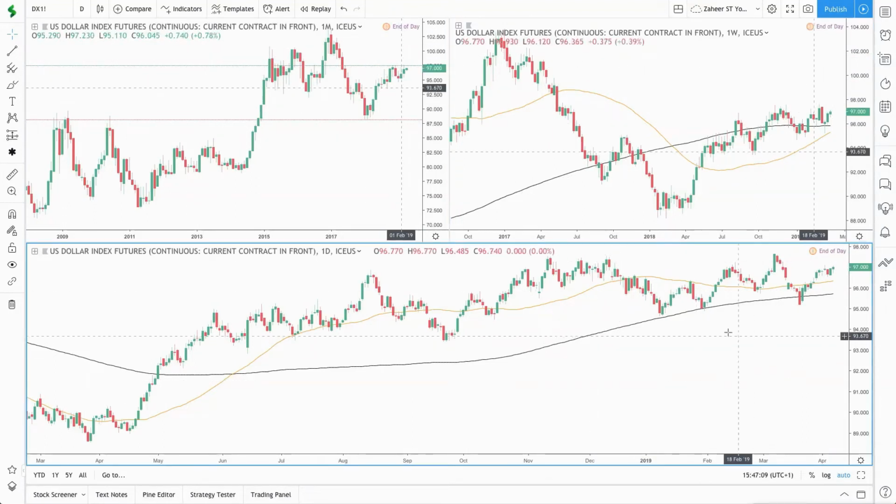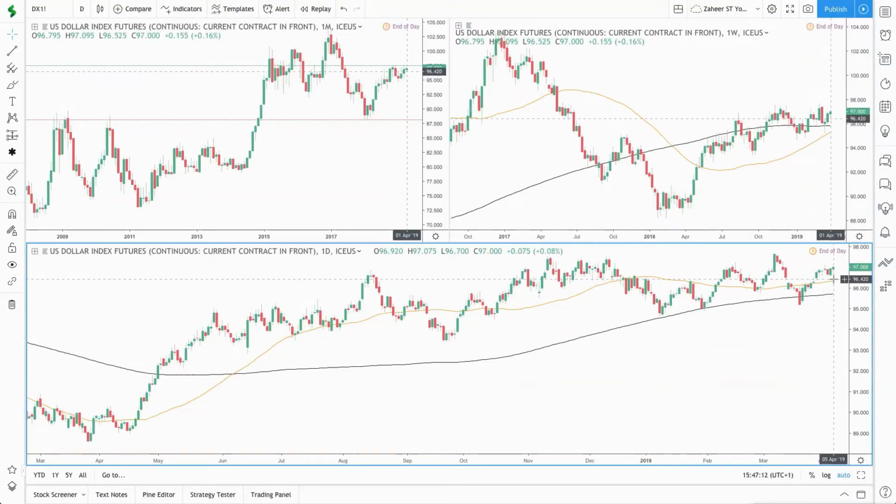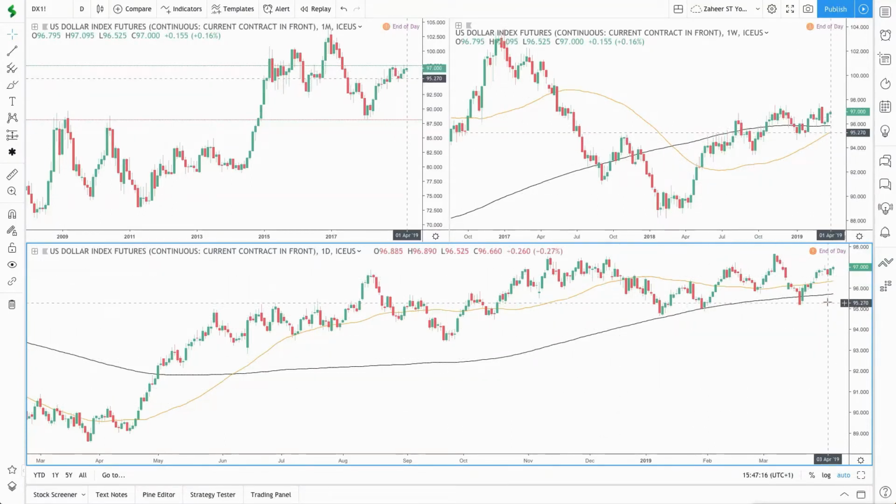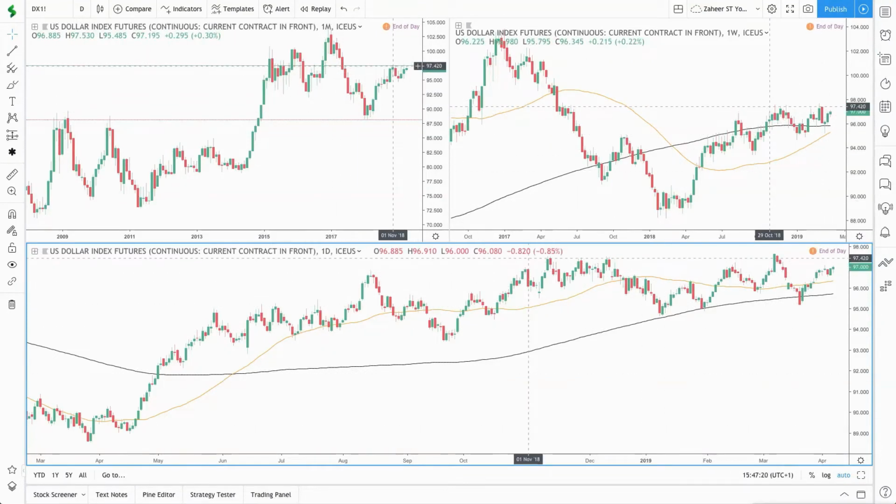And the same on the daily time frame. We can see prices above the 200 and the 50 simple moving averages, also above the 50 on the weekly as well. So price is trading above all the key moving averages, but until price breaks and closes above the high of 2018, we'll be keeping an eye out on this and waiting for a breakout before making any trading decisions.